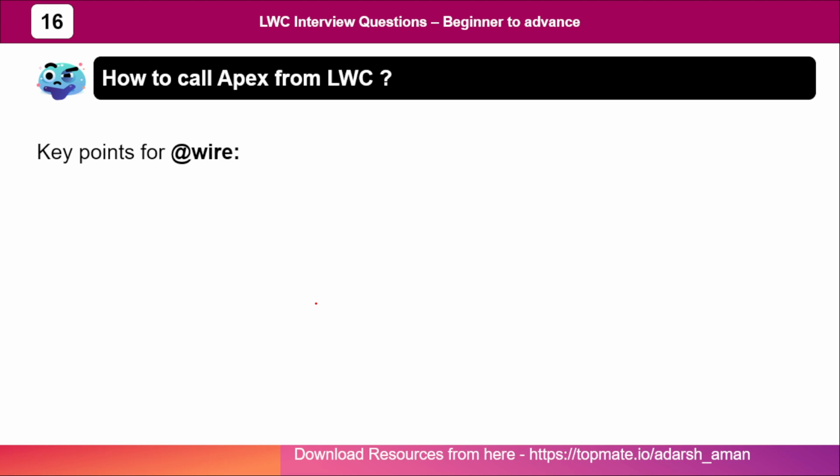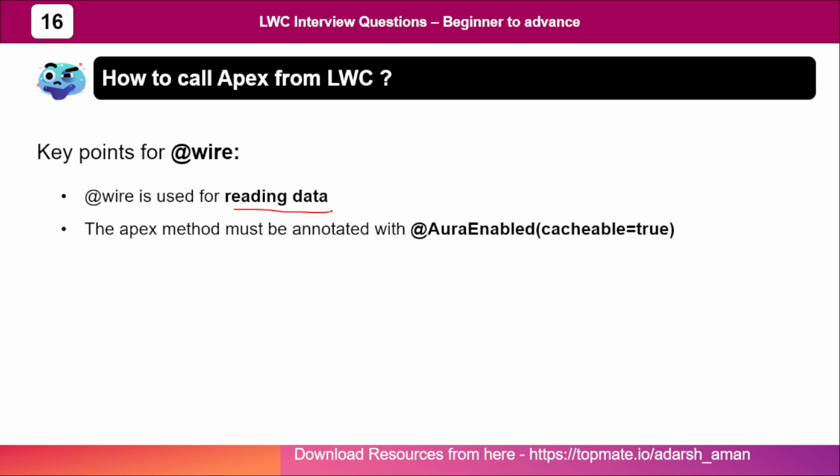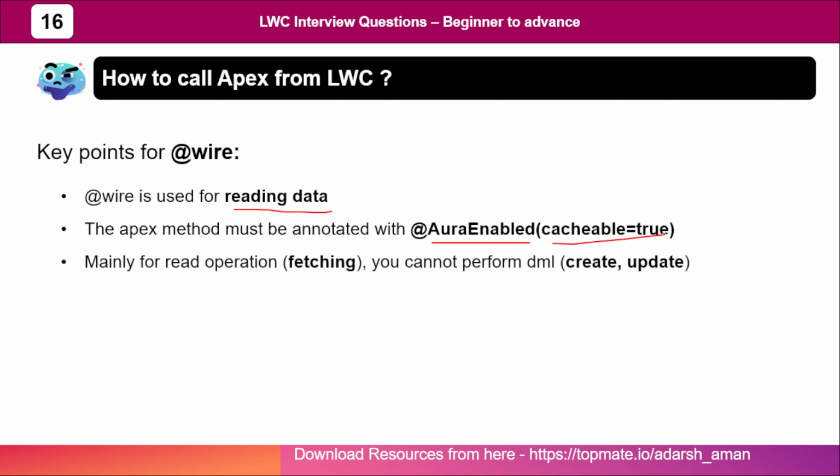Let's move on to the key points for the wire decorator. The first one is that wire is mainly used for reading data. So you cannot modify any data, but if you want to fetch anything from an Apex class, you can do it using wire. The Apex method must be annotated with AuraEnabled cacheable equal to true, mainly used for read operations. This you need to remember. You can fetch any data, but you cannot perform DML here. You cannot create a record, update any record or delete any record. Those you cannot perform by calling the Apex method from the wire decorator. So always remember that one.